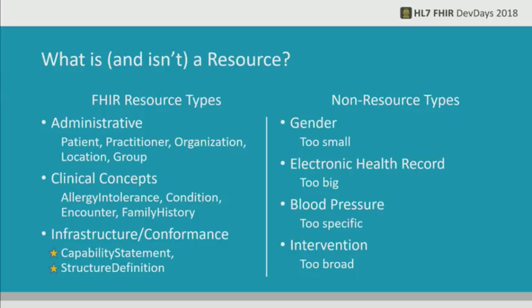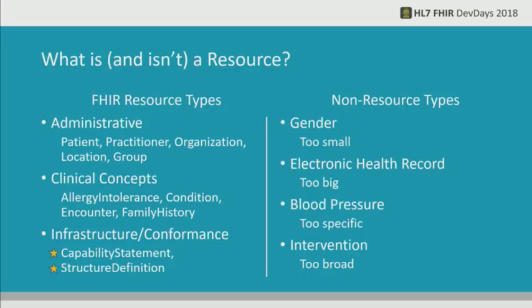For clinical concepts, allergy intolerances, conditions, encounters, family history, care plan, you can just kind of keep going here. And then infrastructure and conformance, I've starred a couple there because those are relatively important from what I do, and as others in the audience would also agree. Conformance and infrastructure are where you define how your system behaves. So these are resources that allow you to define what your system does or what it's capable of doing. And that becomes very important when you get into testing and into code generation, that type of thing.